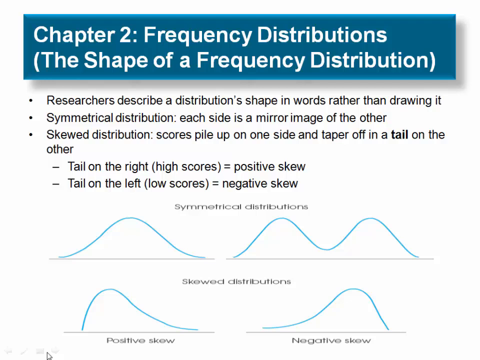Kurtosis is how peaked or flattened the shape of the distribution appears.